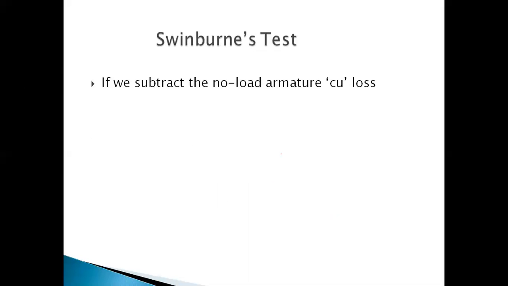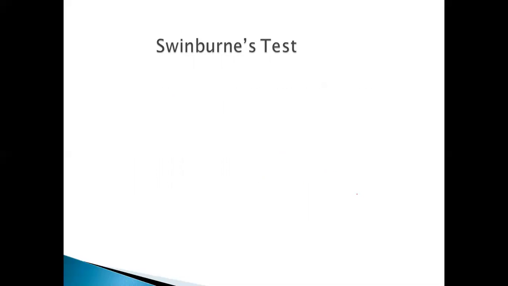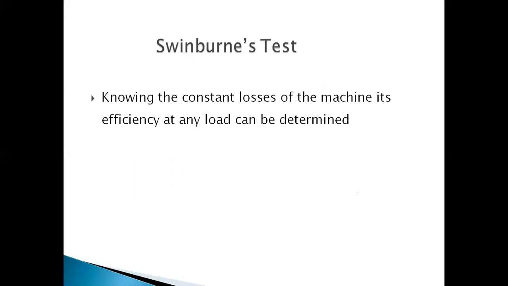If we subtract the no load armature copper loss from the total input, we get constant losses. Please remember, this is the mathematical formula to get the constant losses during this Swinburne test. This is no load input and this is no load armature copper losses. Knowing the constant losses of the machine, its efficiency at any load can be determined. This is the advantage of the Swinburne test.